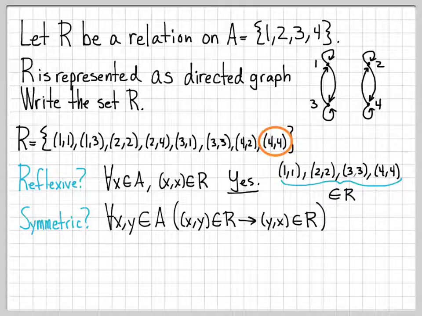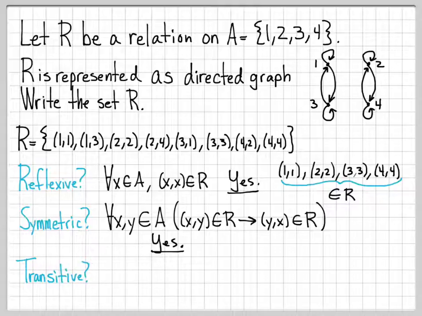So for all x and y in A, whenever x comma y is in R, we've just shown by going through every single element that y comma x is in R. So yes, this is a symmetric relation. And then finally, is this a transitive relation?